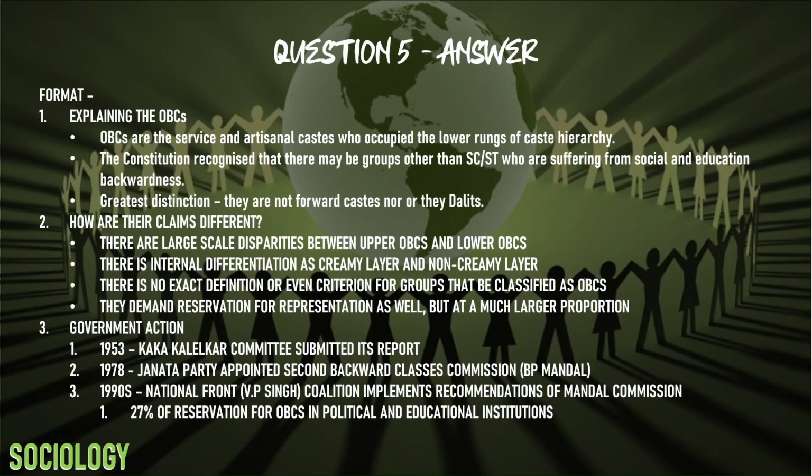So how are their claims different? One, there are large-scale disparities between the upper OBCs and lower OBCs. Two, there's internal differentiation as creamy layer and non-creamy layer. Three, there's no exact definition or even criterion for groups that may be classified as OBCs. Four, they demand reservation representation as well, but at a much larger proportion, because the SCs demand approximately 7% reservation, STs 15%, and OBCs a large 27%. But also because their proportion of the population is 41%, which is much larger.